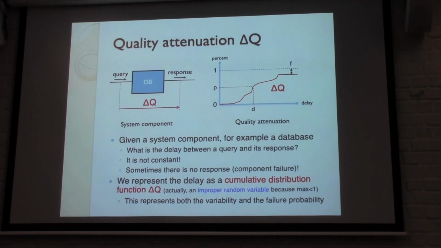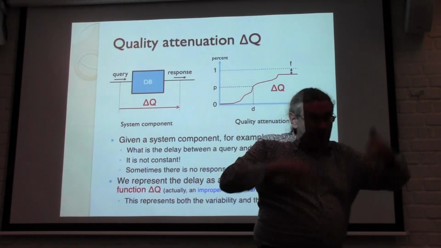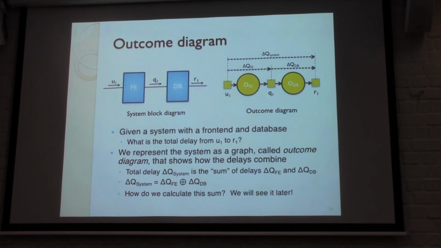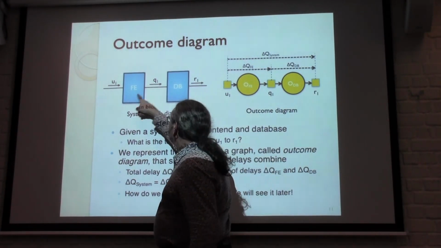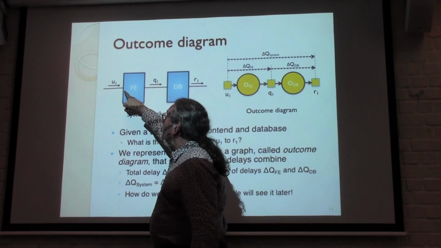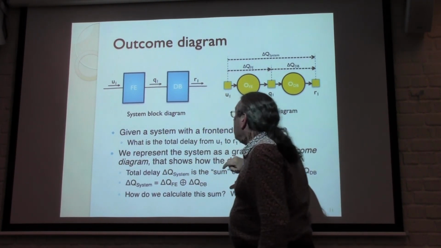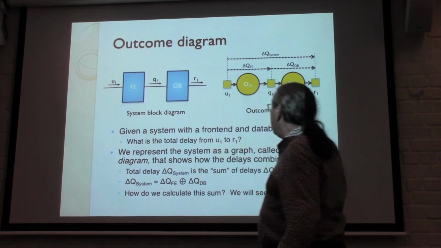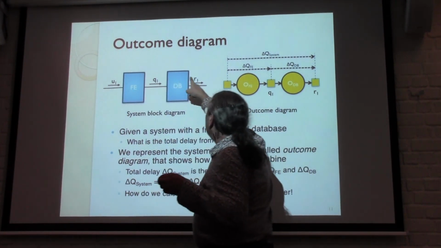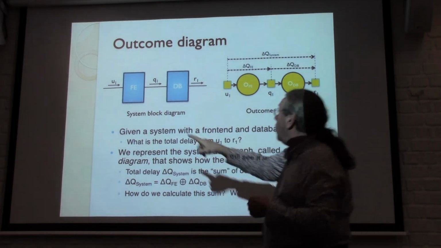And now we connect them together. So this is just one component, a database. But maybe I have many components in my system. So maybe I have a front end connected to the database. So the user does something, clicks on a window, a query is sent to the database, and then the response comes back. So I have two components connected together. And my question is, what is the total delay from U1 to R1? So it's basically combining the two components.